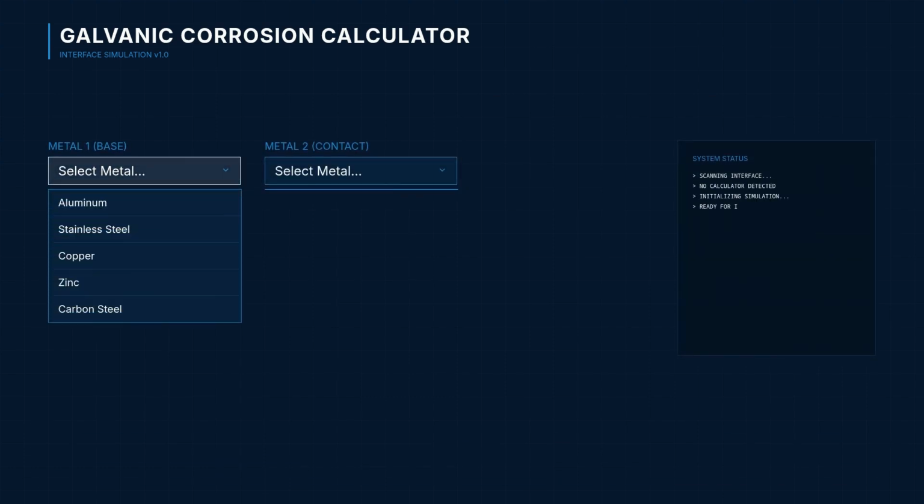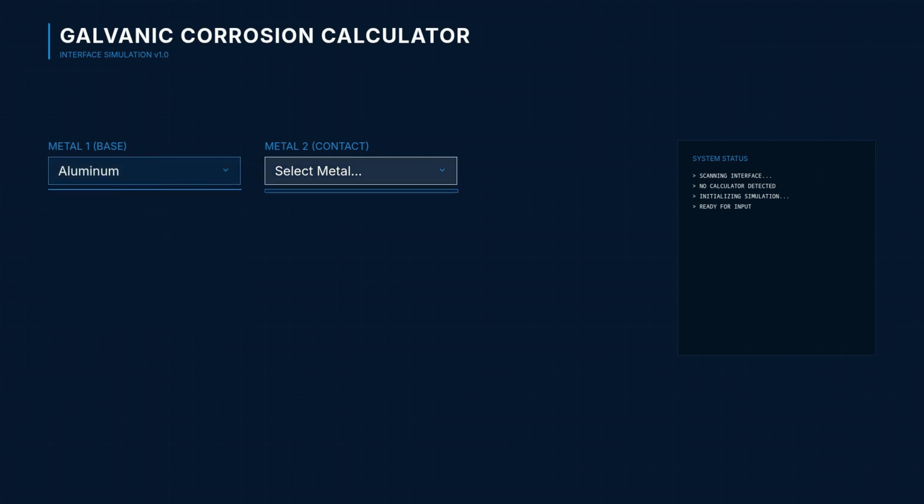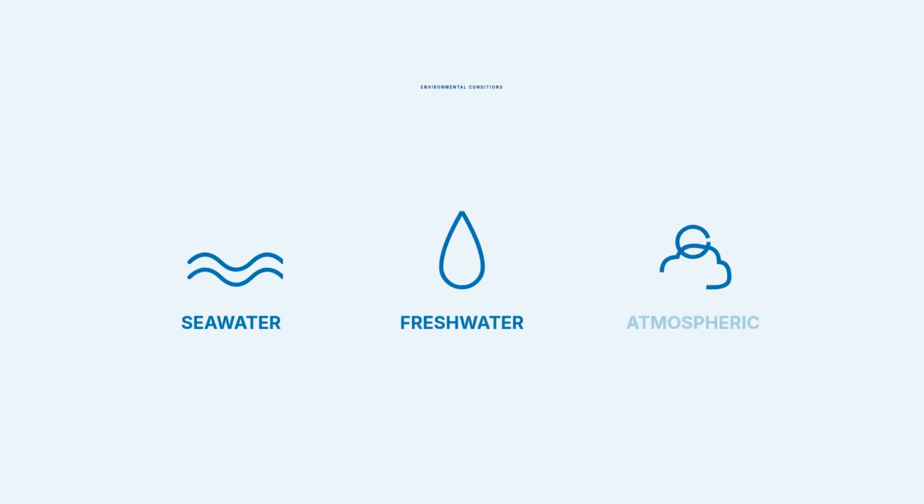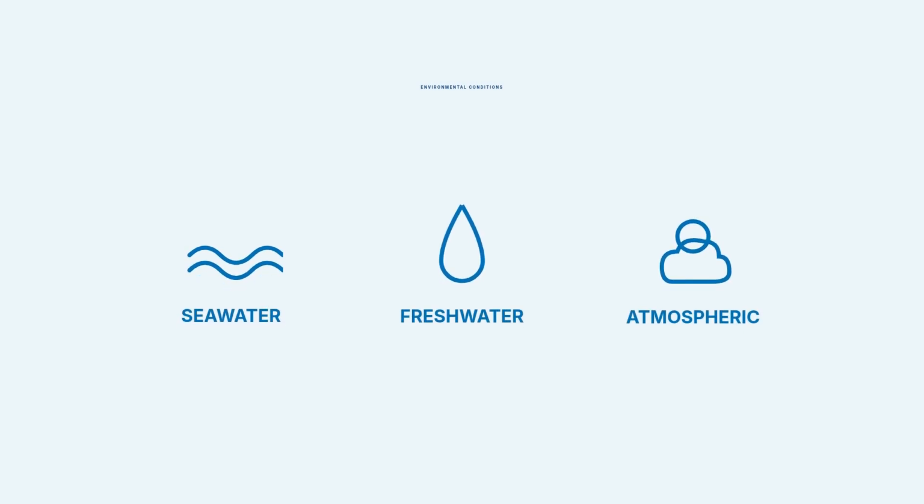A galvanic corrosion calculator usually requires you to select two different metals from drop-down menus, the first being your base metal and the second being the contact metal. Common options include aluminum, stainless steel, copper, zinc, and carbon steel. You'd also need to specify the environment, such as seawater, freshwater, or atmospheric conditions.